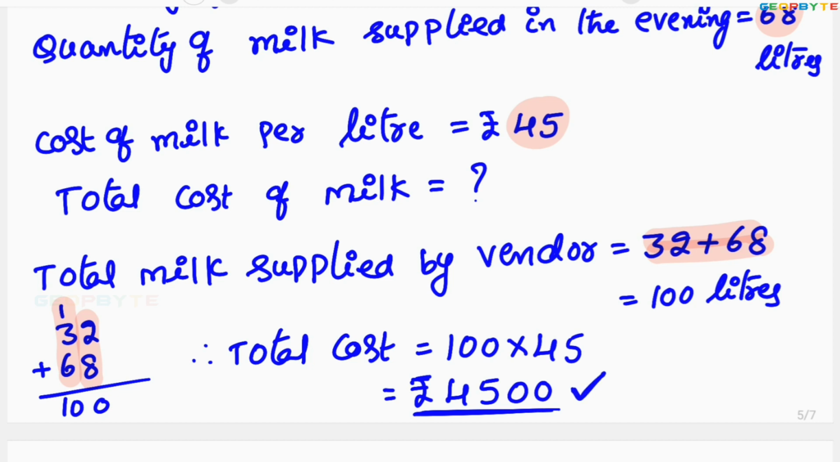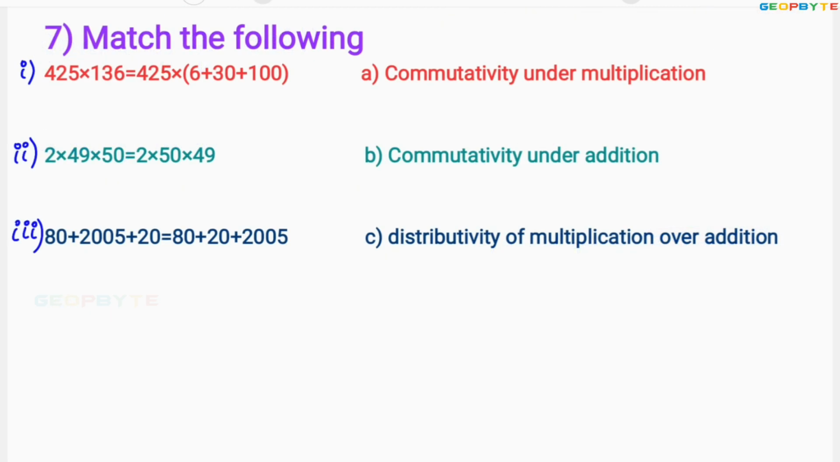Now let us move to the last problem. Look at the seventh problem. 425 into 136 is equal to 425 into 6 plus 30 plus 100. It means this 136 is distributed as 6 plus 30 plus 100. Since it is distributed in the multiplication under addition, therefore that is called distributivity of multiplication over addition. Look at the second bit.